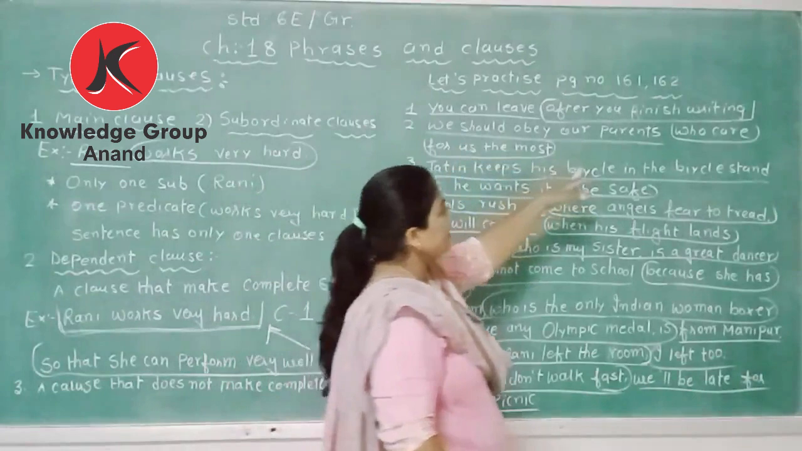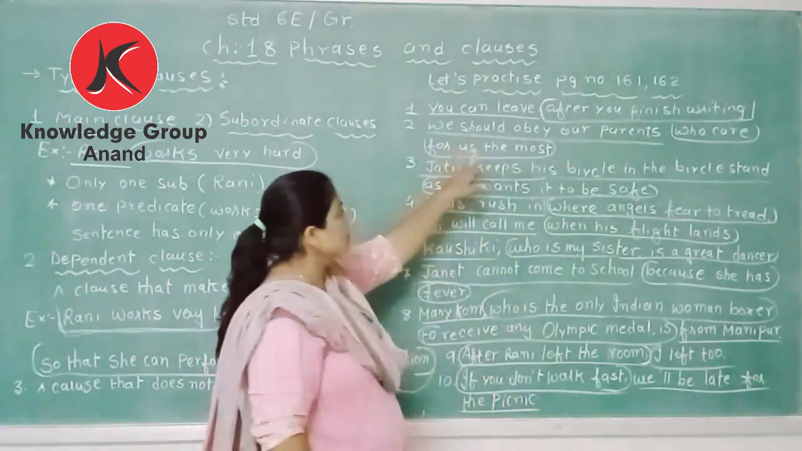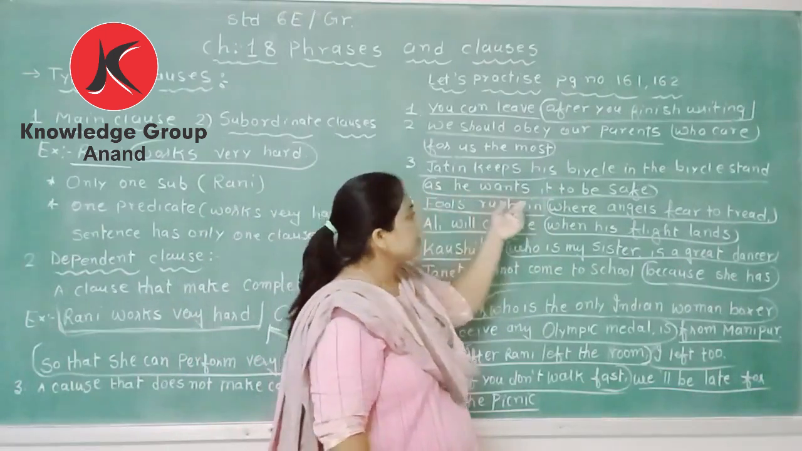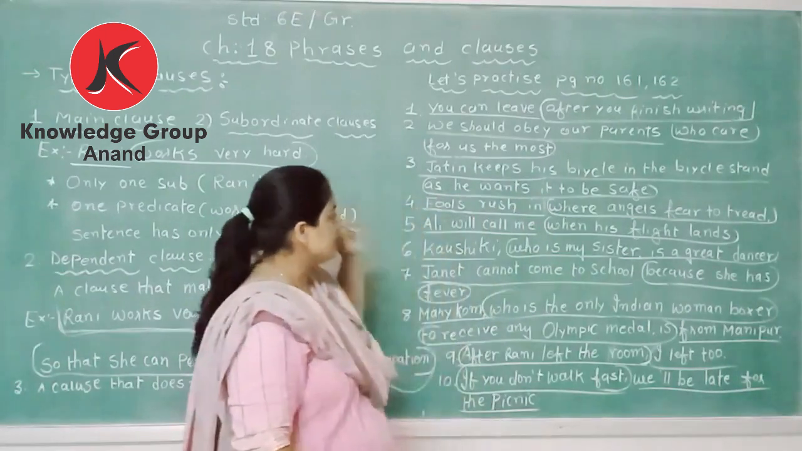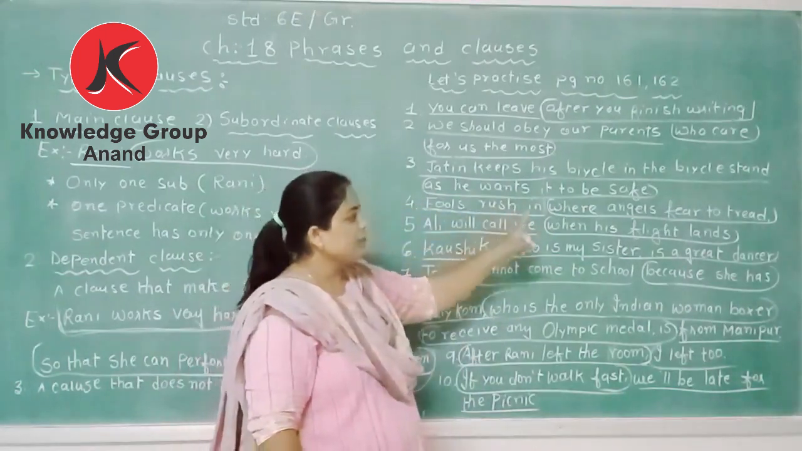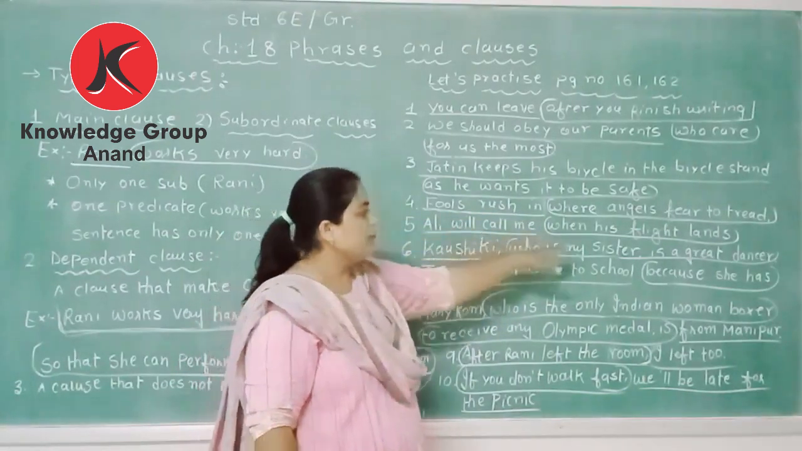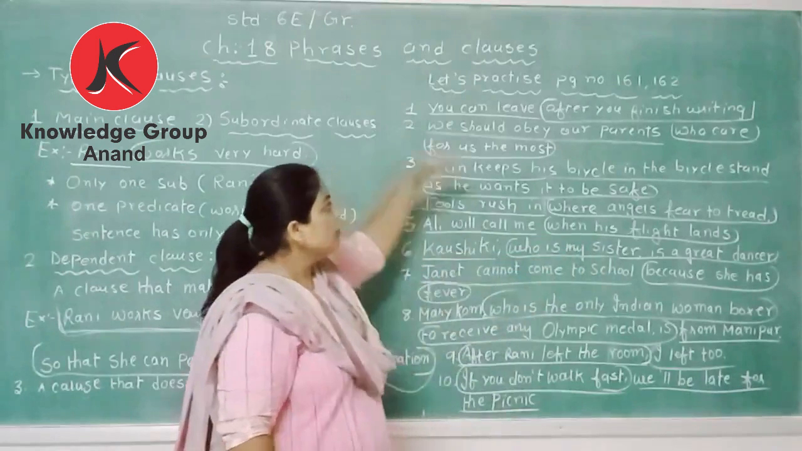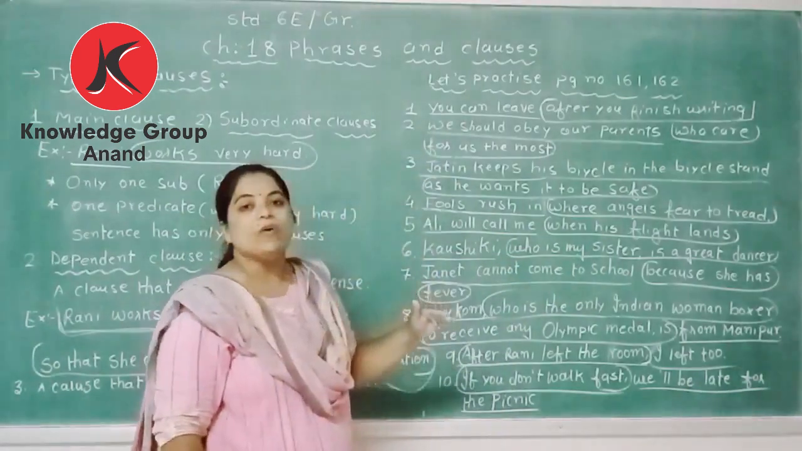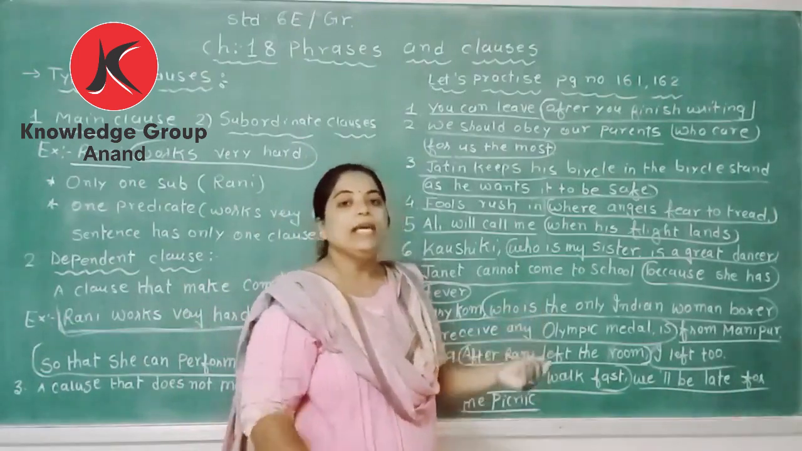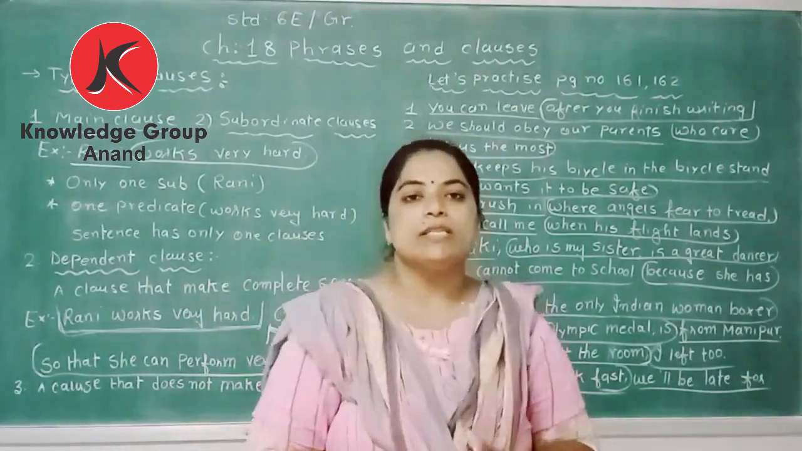We should obey our parents who care for us the most. Jatin keeps his bicycle in the bicycle stand as he wants it to be safe. Fools rush in where angels fear to tread. Ali will call me when he is free. So all the main clauses we have underlined and we have circled the dependent clauses in these sentences.